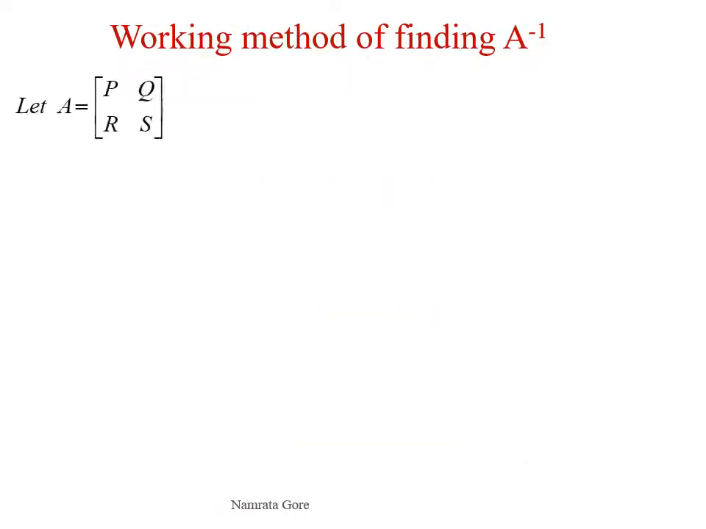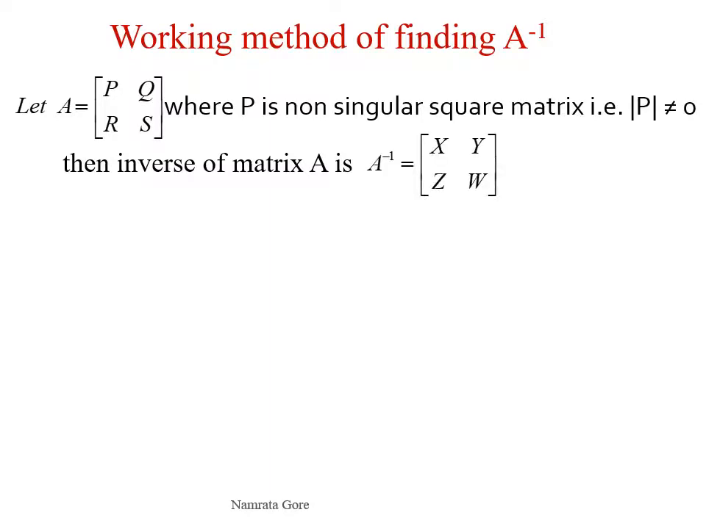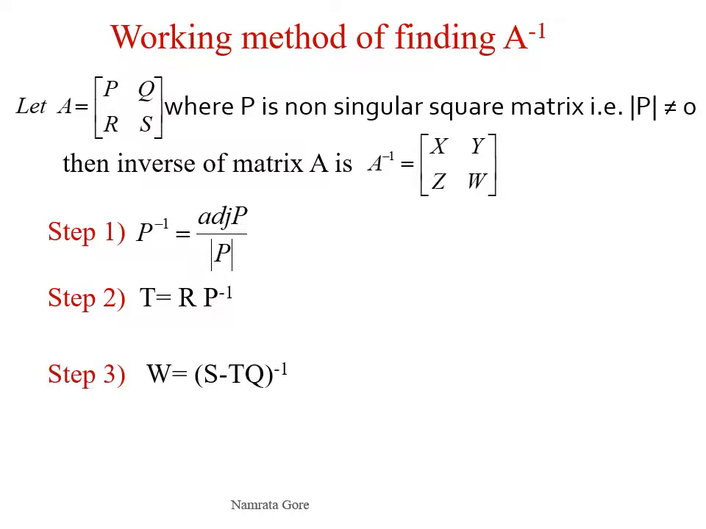Let us see the working method to find A inverse by the partitioning method. We will partition the given A as P, Q, R, S, where P is a non-singular square matrix that we have seen just now. Then the inverse of A is X, Y, Z, W, and we get this X, Y, Z, W by the following formulae. Step 1: P inverse we get by the adjoint method, adjoint of P upon determinant of P. Step 2: T we calculate as R into P inverse. Step 3: W we calculate as inverse of S minus TQ. Out of this, S we get from the partition, Q we get from the partition, and T we get from step 2.